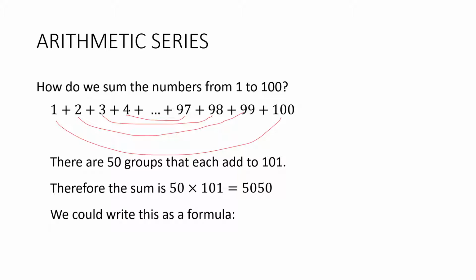We could write this as a formula like this. So the sum of n terms is equal to n on 2. That's the 100 divided by 2 here. First term plus the last term. Okay, and that formula is given for you on your formula sheet.